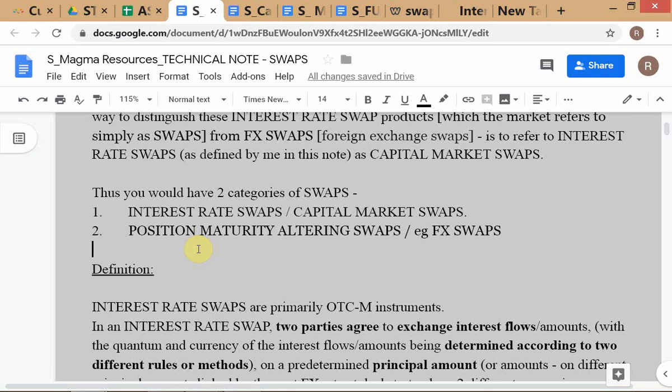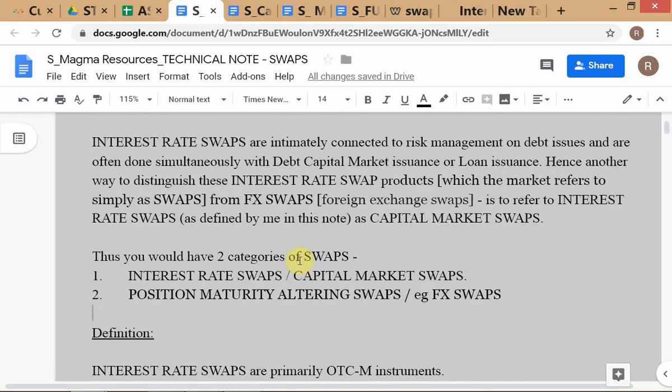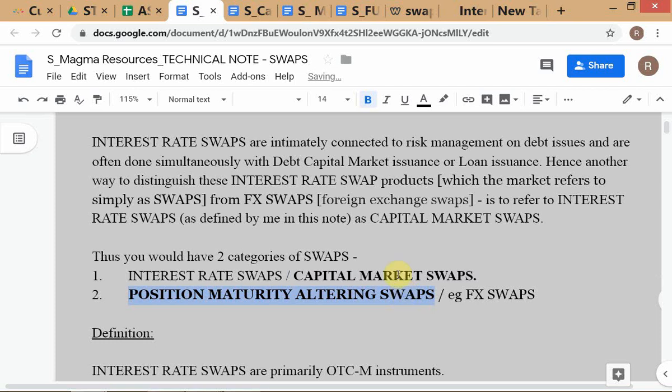So now first understand how the market refers to these products. This is going to be our high level taxonomy. We'll call them capital market swaps, and this is going to be a high level taxonomy. So all swaps are divided into capital market swaps and position maturity altering swaps.